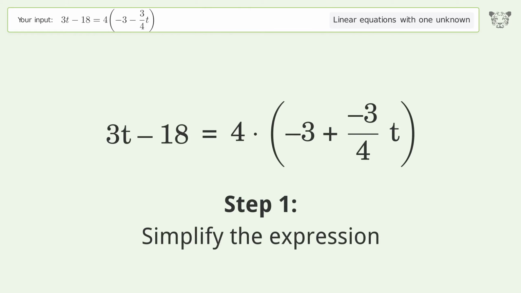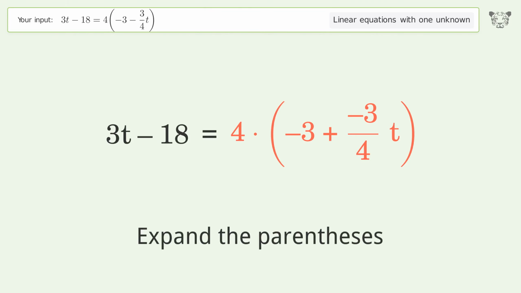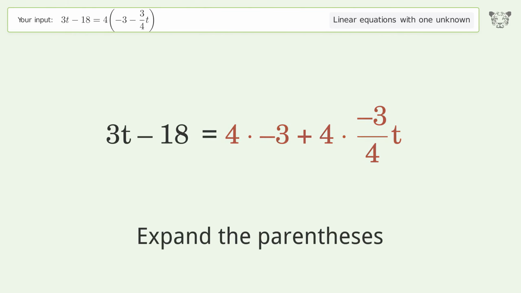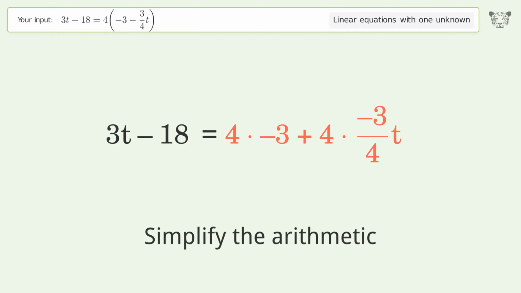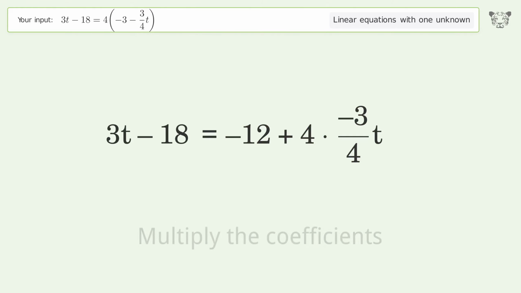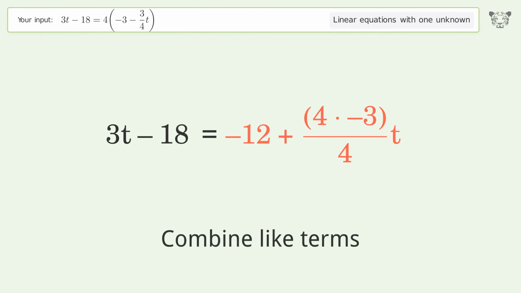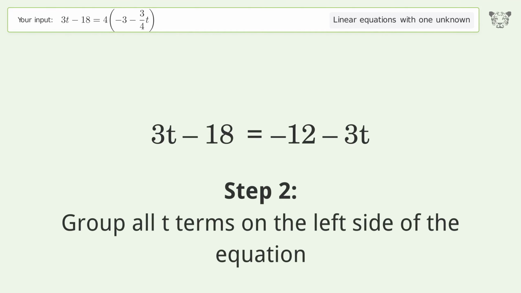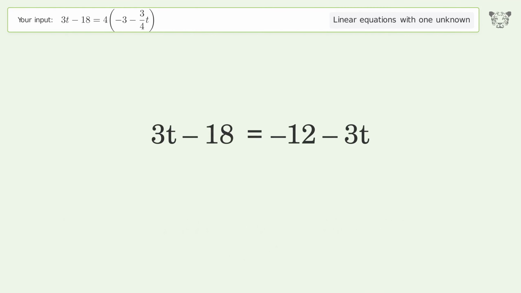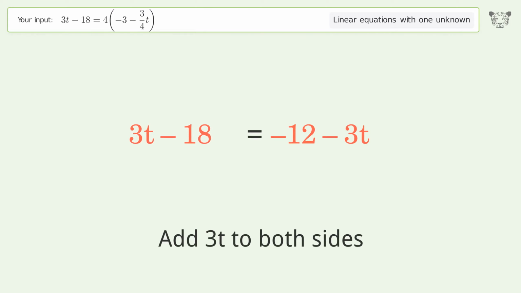Simplify the expression. Expand the parentheses. Simplify the arithmetic. Multiply the coefficients. Combine like terms. Group all t terms on the left side of the equation. Add 3t to both sides.